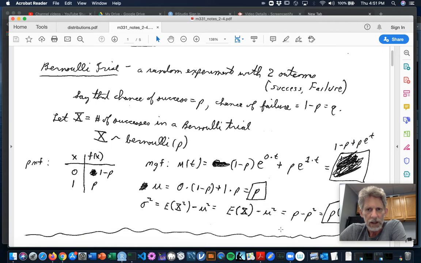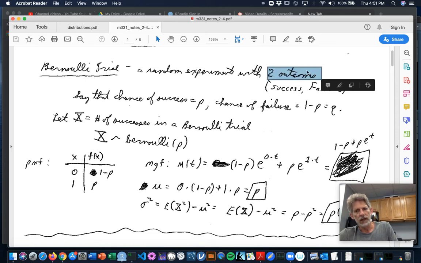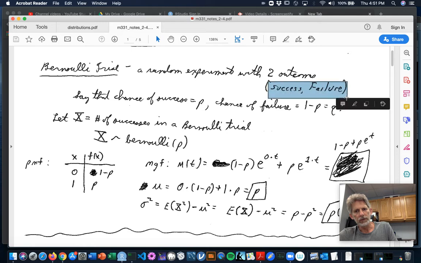I want to introduce the concept of a Bernoulli trial. A Bernoulli trial is just a special kind of random experiment where there's only two outcomes, okay? And you can call the outcomes whatever you want. I'm going to think of them as success or failure. Hit the shot, miss the shot, etc.